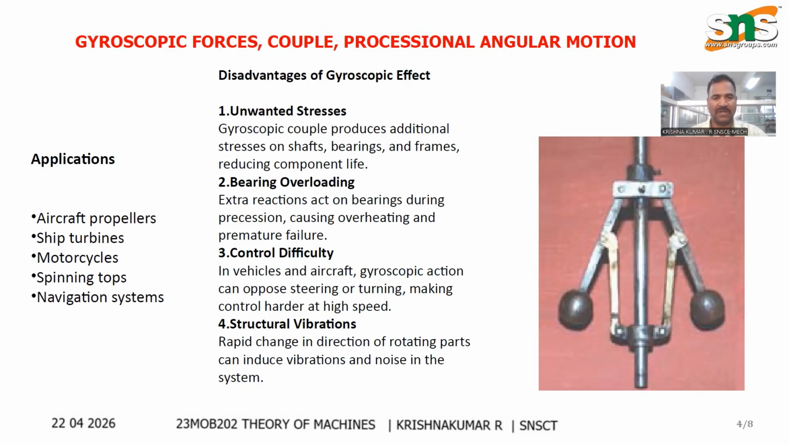Disadvantages of gyroscopic effect. Unwanted stress: gyroscopic couple produces additional stress on shaft, bearings, and frame, reducing component life. Bearing overloading: extra reaction acts on bearings during precession, causing overheating and premature failure. Control difficulty: in vehicles and aircraft, gyroscopic action can oppose steering or turning, making control harder at high speed.